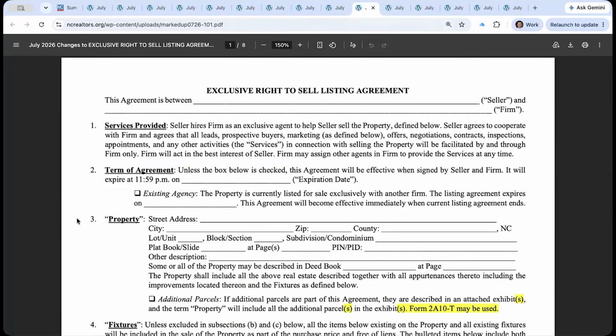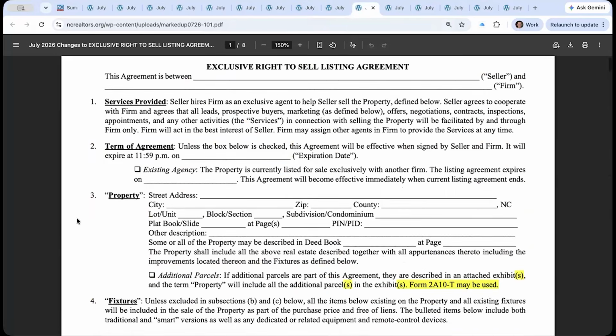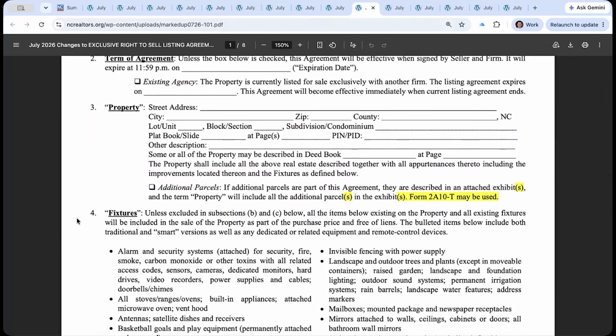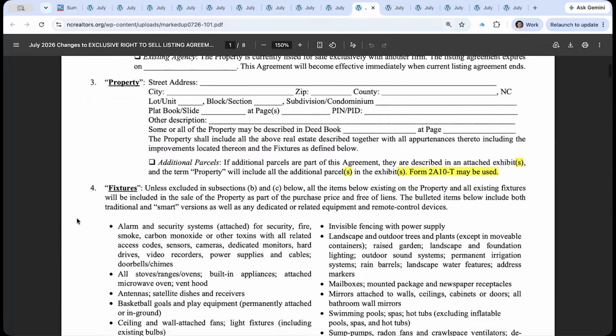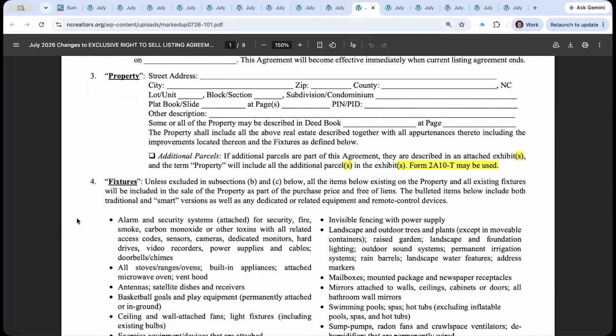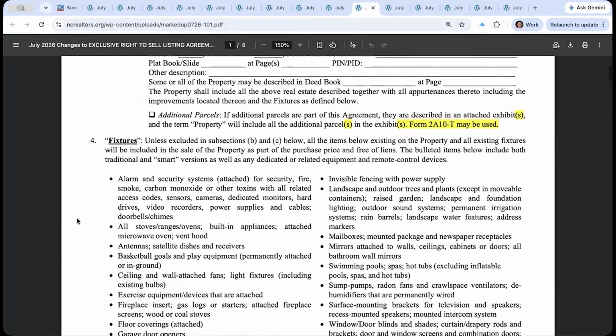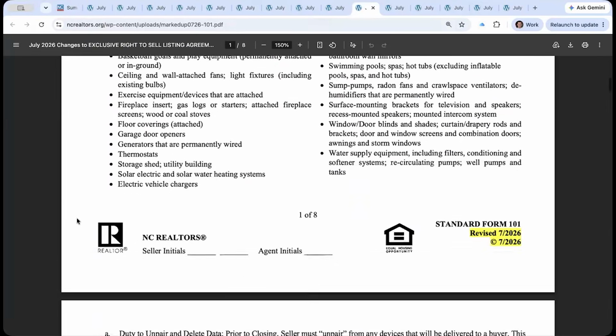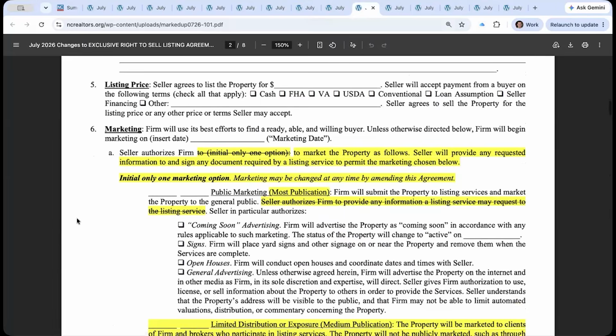And going back to the exclusive right to sell listing agreement, Form 101, let's go through the rest of the changes that were in this form. We already covered part of this, but you can see here at the top, for additional parcels, you get a 2A10-T reference. That is the additional parcel exhibit.